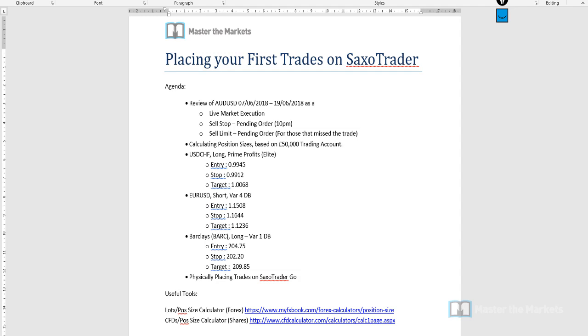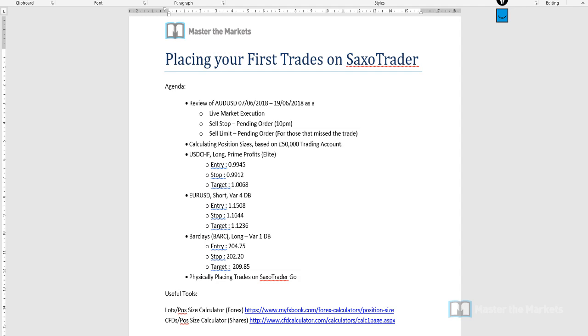And I just want to do a review on that from the perspective of what happened when we actually put the trade on initially. We actually ran a live trade because there was a certain criteria that was met, and we actually executed the trade live. But what would have happened, for example, if you had entered the trade at 10 p.m? You would have needed to place a pending order, which we call a sell stop. And for those of you that missed the trade, how could you still have got in even after the trade had moved? We use a sell limit.